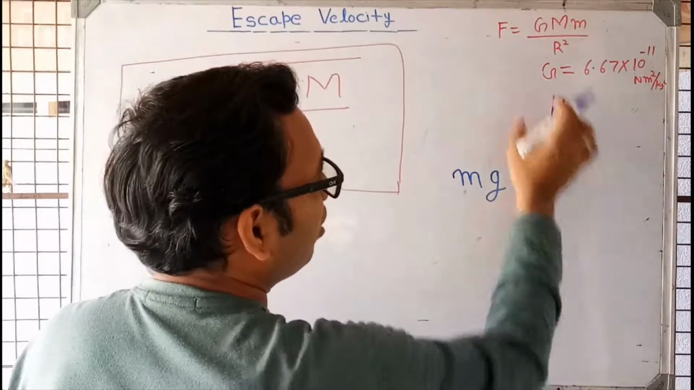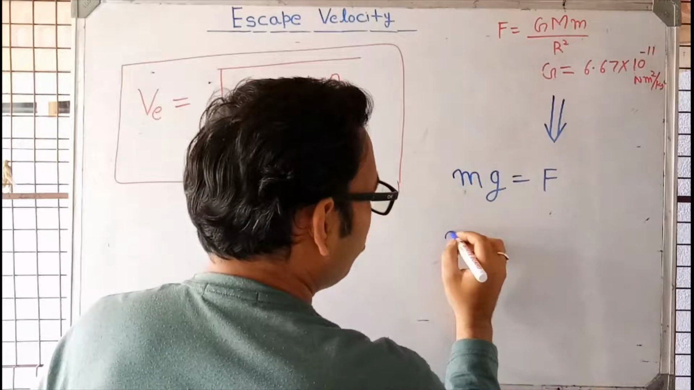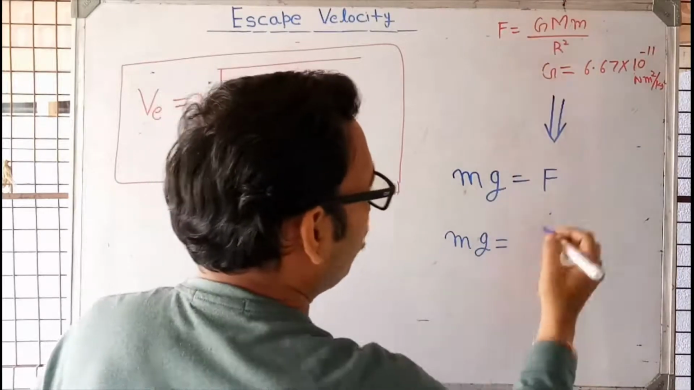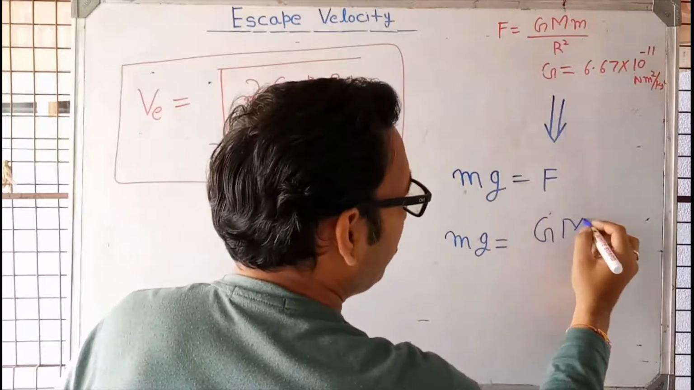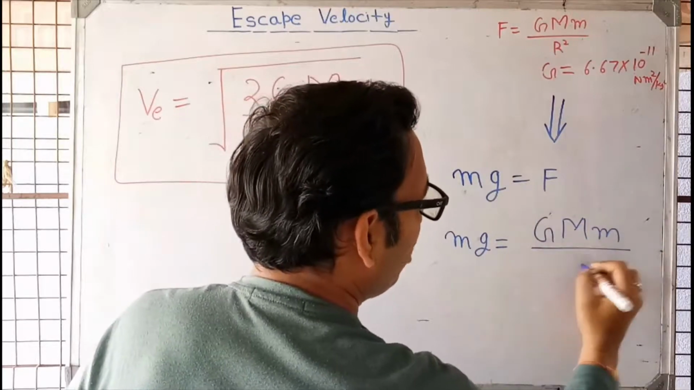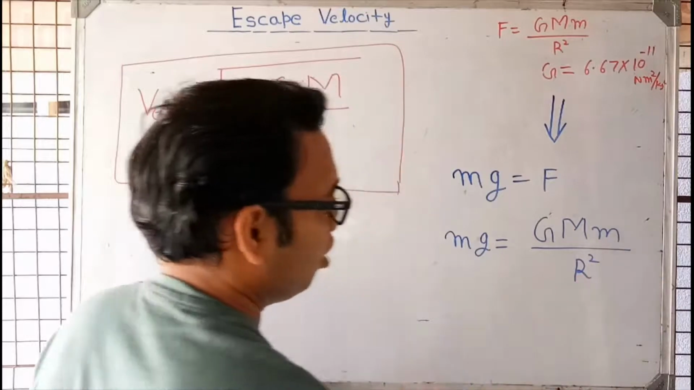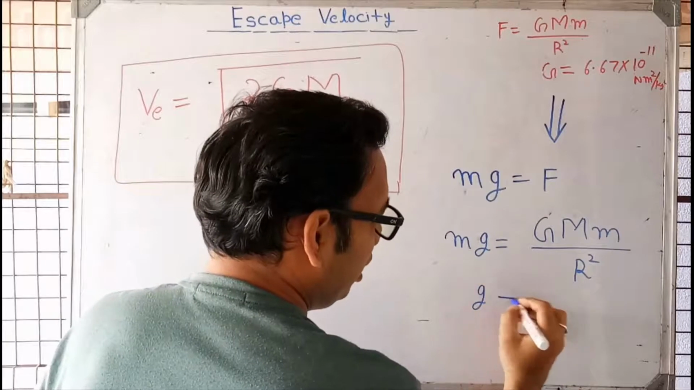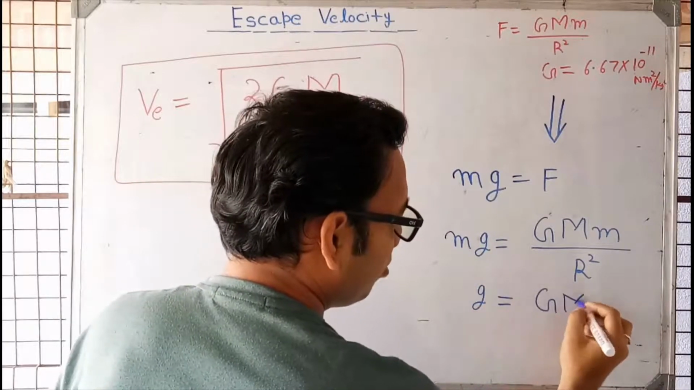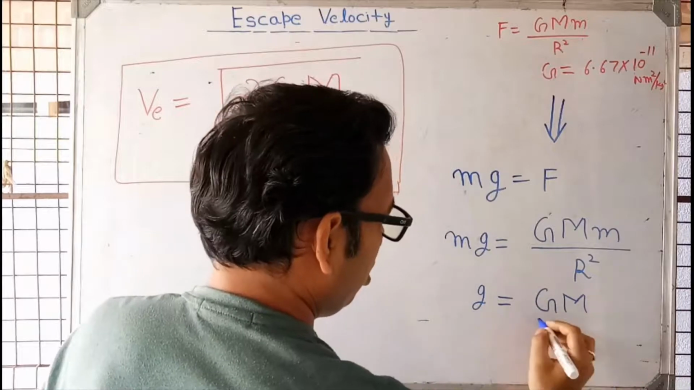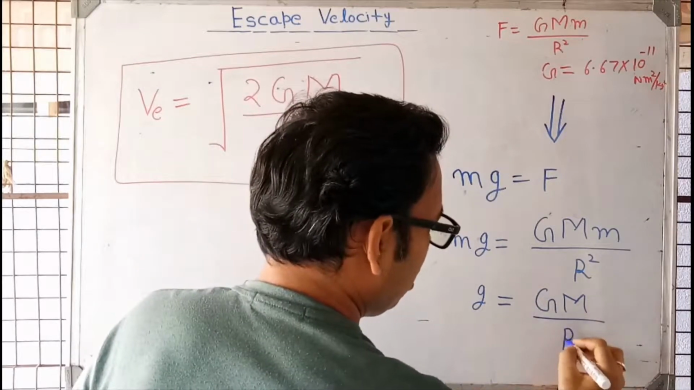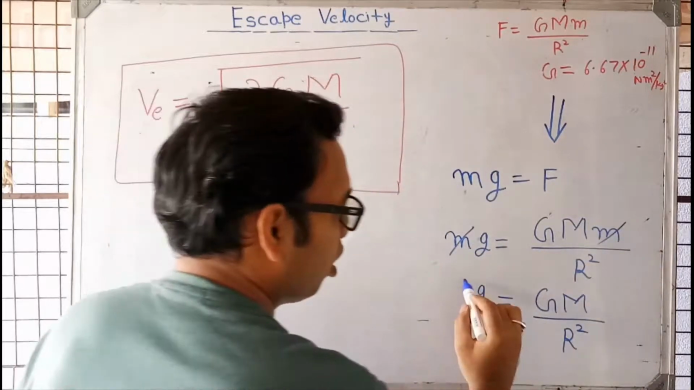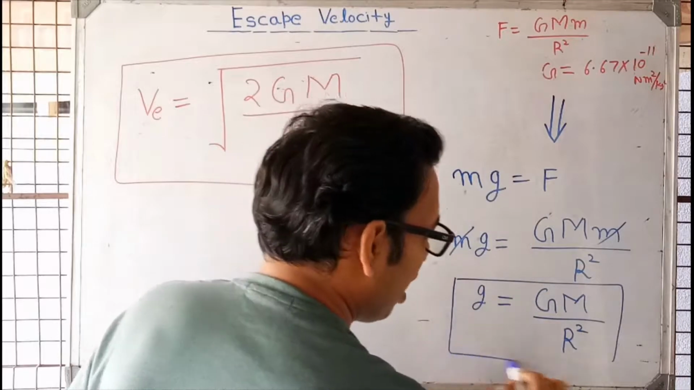So now this equation and this equation become equal. So small m g is equal to, we'll put the F value here, capital G, capital M, small m divided by R square. From here, what is the value of g? g is equal to GM divided by R square. The m and m cancel out.